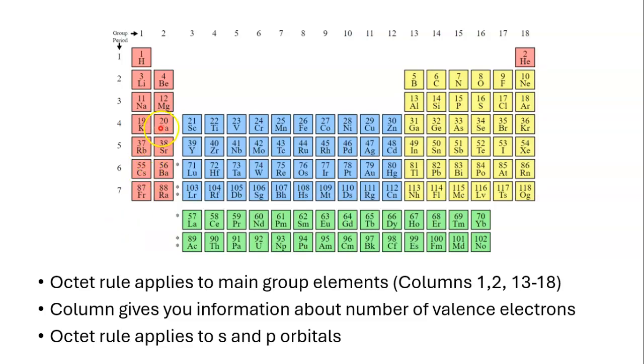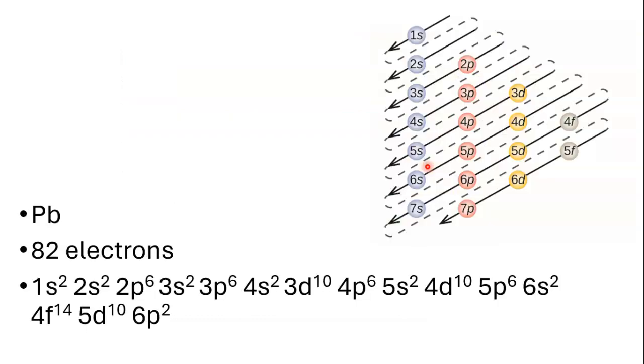Calcium is a similar situation. It's easier to give up those 2 electrons than it would be to gain 6 electrons to fulfill that octet rule. So let's look at one more, and specifically we'll look at lead. So Pb is the symbol for lead, and this will give you an idea of how some of those d and f orbitals are filling as well. So lead has an atomic number of 82. So this means it has 82 protons, and so it also has 82 electrons.